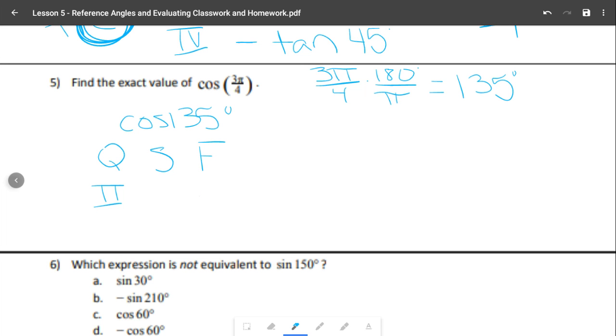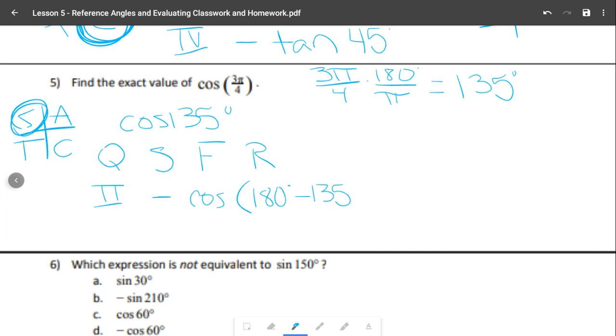SF, sine of our function. This is the cosine function. So ASTC, second quadrant is S. Sine is positive, so cosine is negative. Our reference angle, 180 minus theta, which is 135. So we get negative cosine 45. So from the chart, cosine 45 is radical 2 over 2, and it's negative.